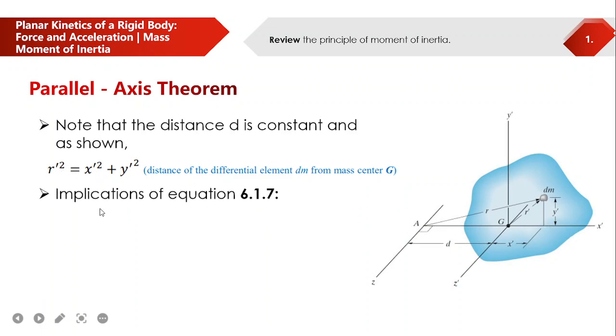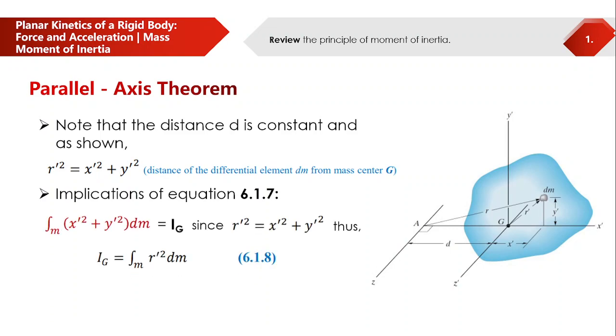So, the implication of equation 6.1.7, the equation with the three terms. We are going to see what the implications of that equation are. What is the first term? As you can remember, the first term is the integral of x prime squared plus y prime squared dm, and it has a value. That will be equal to I sub g, since r prime squared is equal to x prime squared plus y prime squared, right?